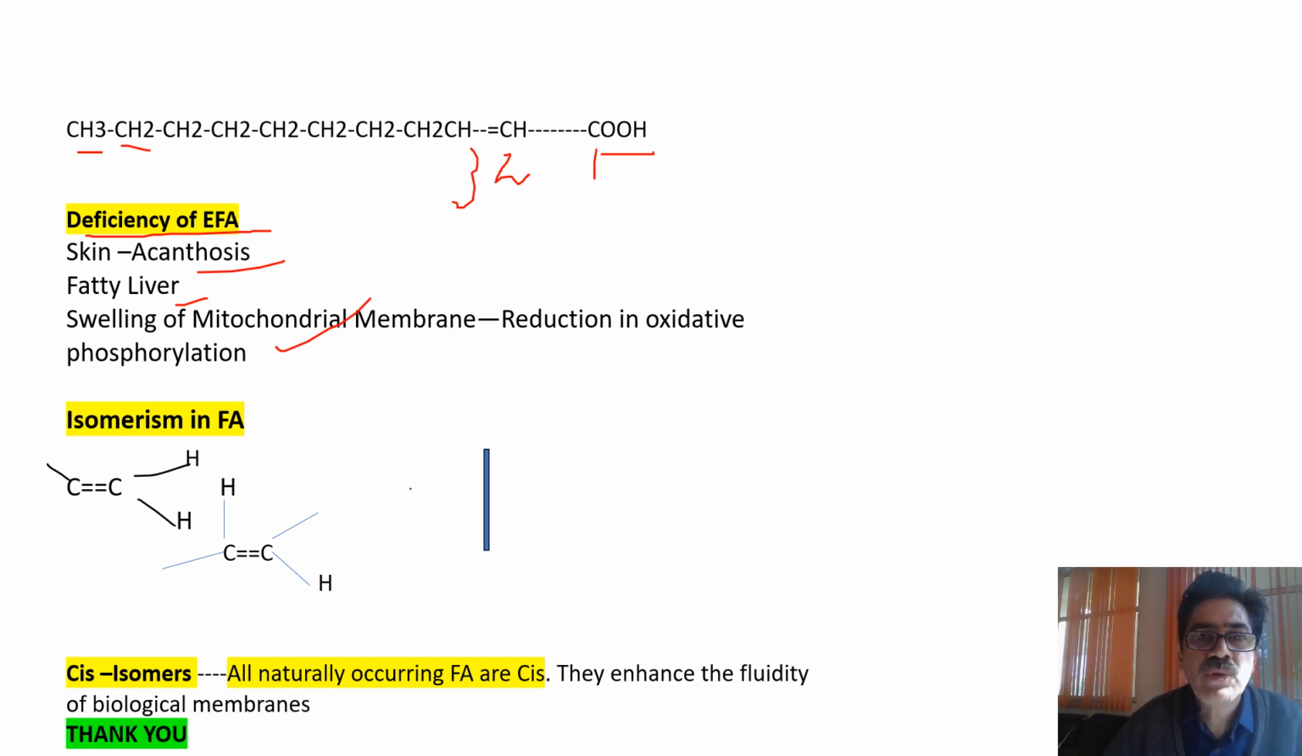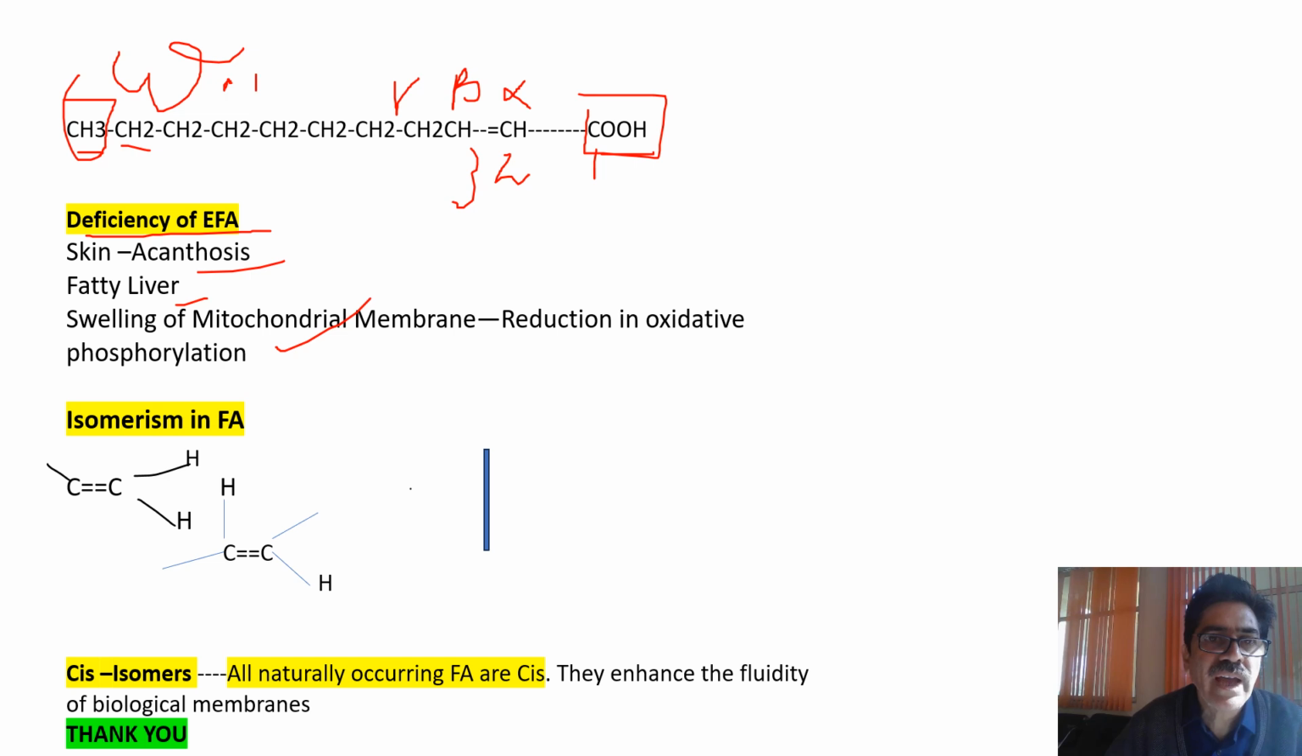The other way to number them: you observe this carboxyl group over here. The carbon atom adjacent to it is labeled alpha, the next one beta, and the next one gamma. And the terminal methyl group which you find over here is known as the omega carbon, or we can also call it the n carbon. This is the nomenclature of these fatty acids.